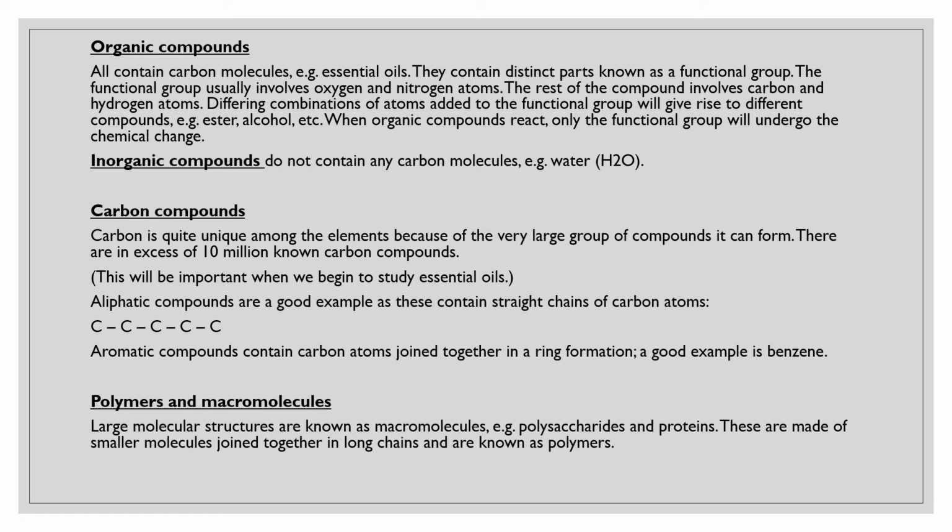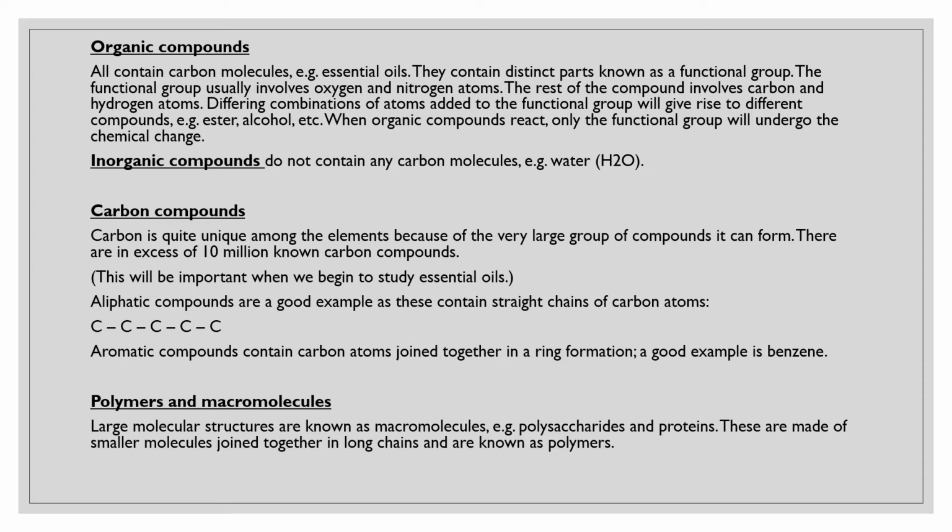Carbon is quite unique among the elements because of the very large group of compounds it can form. There is an excess of 10 million known carbon compounds, and this will be important to know when we begin to study essential oils. Aliphatic compounds are a good example of these, which contain straight chains of carbon atoms. Aromatic compounds contain carbon atoms joined together in a ring formation, and a good example of this is benzene.